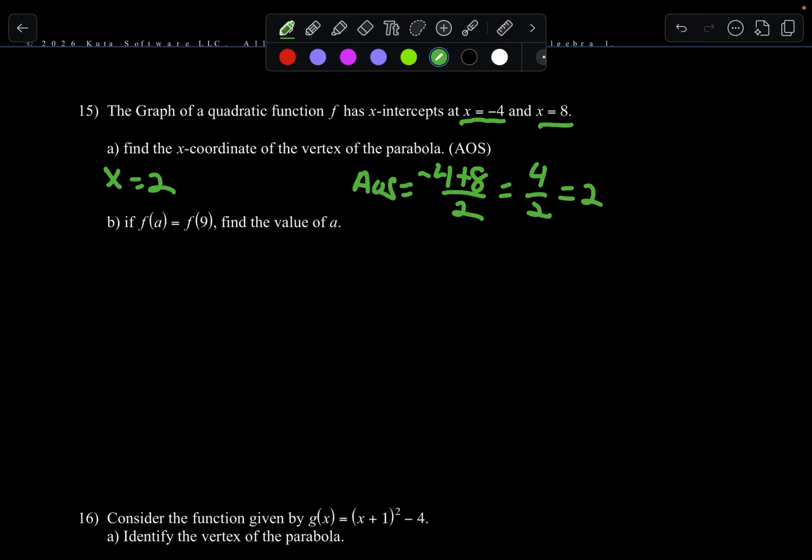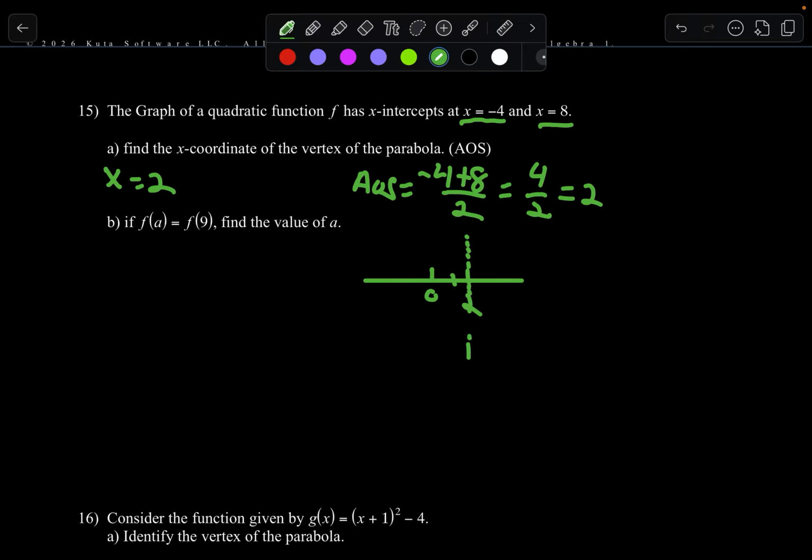Okay? So now this is a thinking question. If f of a equals f of 9, find the value of a. This is all about the fact that the distances from the axis of symmetry to the two values are equal. What does that mean? Let's say this is 0, 1, 2. So here's 2. That's the axis of symmetry, so you can think the axis is sitting here.